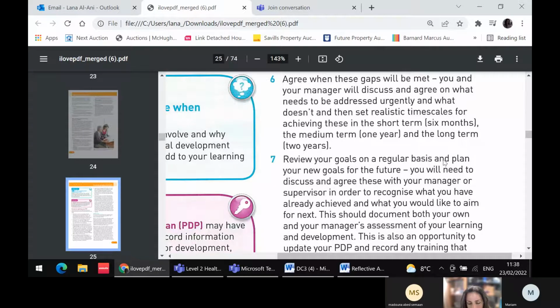And is it within 6 months? Is it within a year? Is it really urgent needs and you can't do your job without it? Then you can do it urgently.